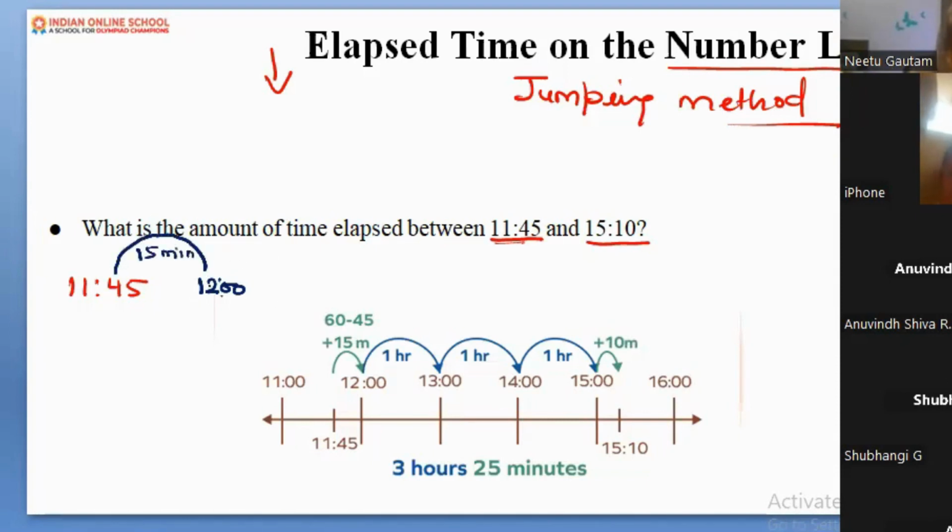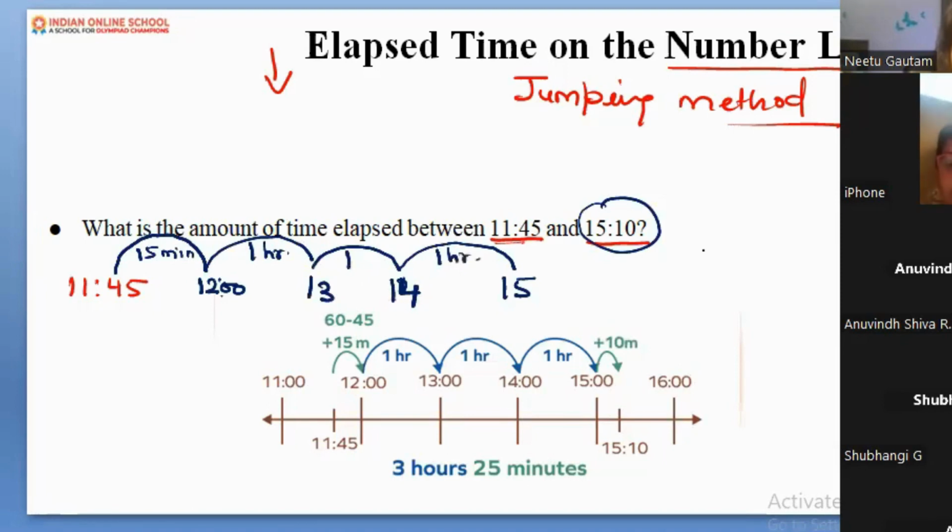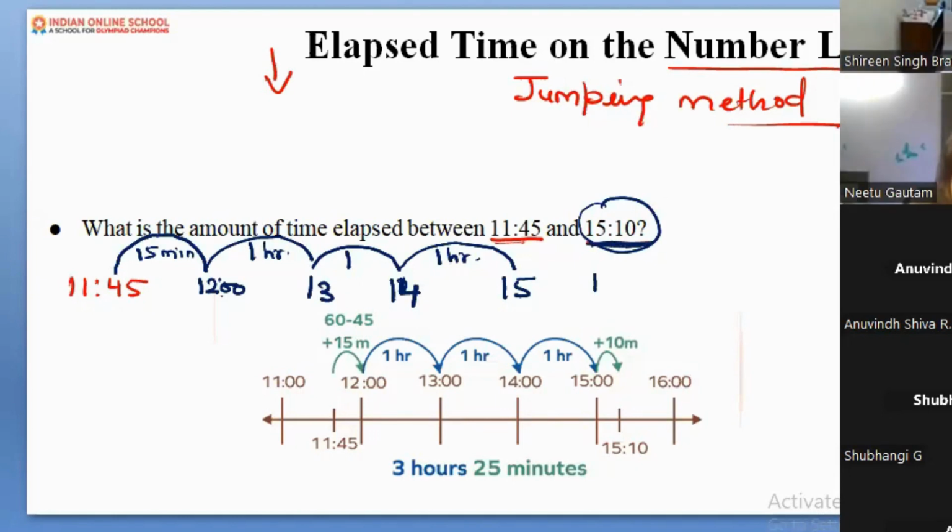From 12 o'clock to 1 o'clock, there is a gap of 1 hour. From 1 to 2, there is a gap of what? 1 hour. Now, from 14 to 15, why am I taking it this way? Because it is 15:10. Again, 1 hour. The ending time is 15:10, so I need to take 15:10 over here. 10 minutes more. Now the question is asking about the amount of time, so I will take 1 hour plus 1 hour plus 1 hour, which makes 3 hours. Then we have to add the 15 minutes.